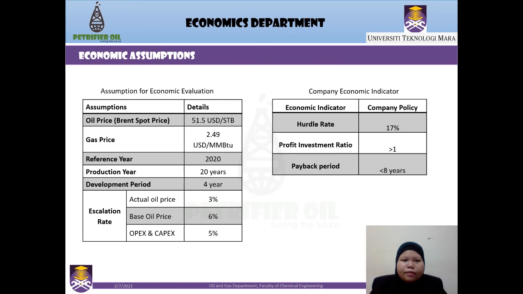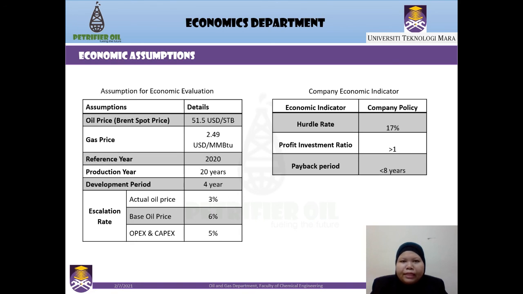Next, there are the economic assumptions. The assumption for oil price is $51.5 per STB. Gas price is 2.49 US dollars. The reference year is 2020. The production period is 4 years, and the escalation rate is 3% for actual oil price, 6% for base oil price, and also 5% for OPEX and CAPEX.